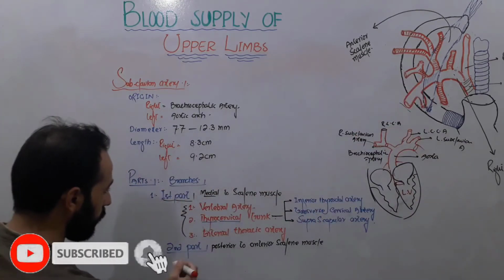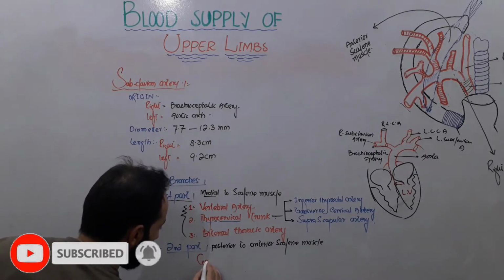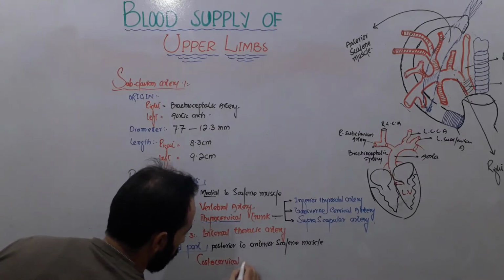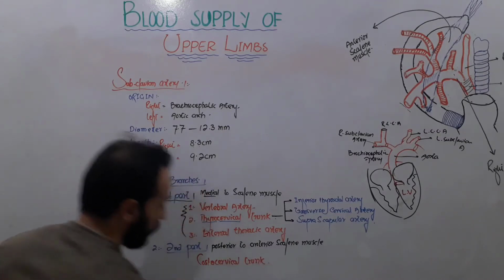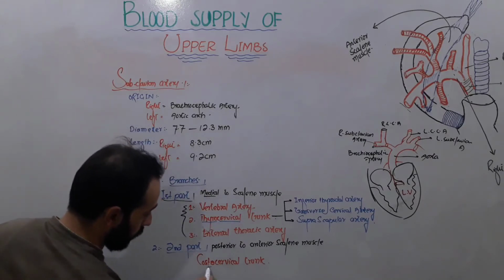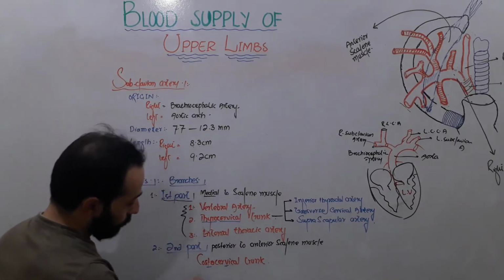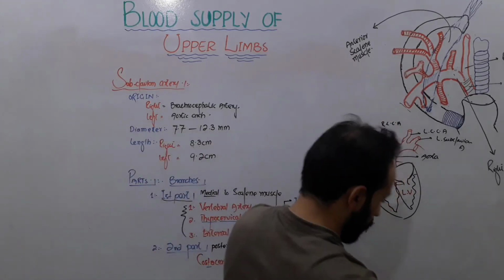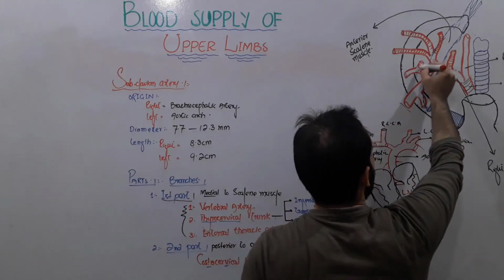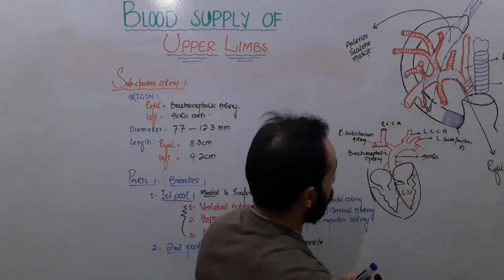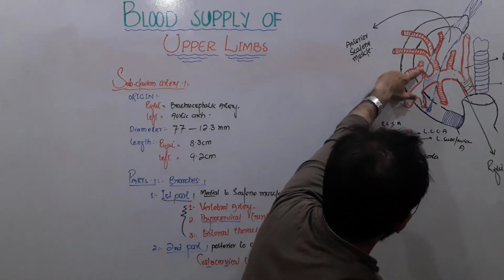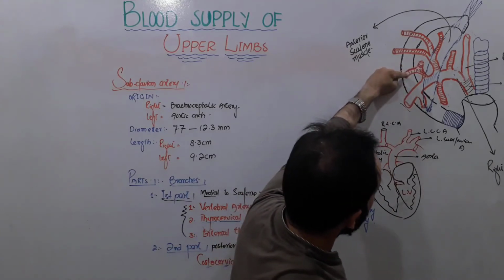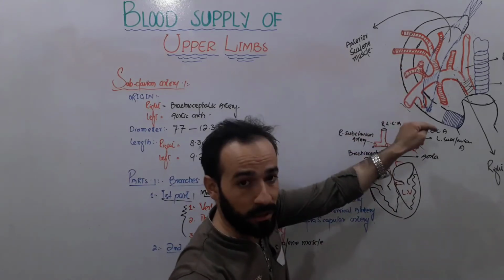Very good. So the branches are the costocervical trunk. Costo means costal bones, right? And cervical means cervical region. So this artery will give off further 2 branches. As you can see here, I have mentioned that this costocervical trunk will give off further 2 branches. The first one will be the superior cervical artery, right? Superior cervical artery. And the second one will be the deep internal thoracic artery, right?